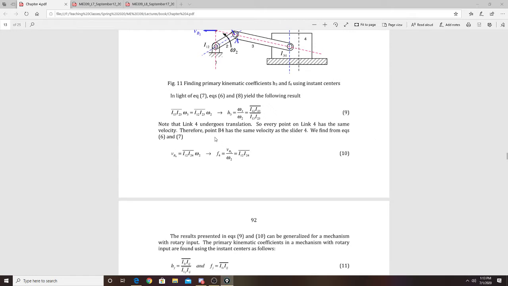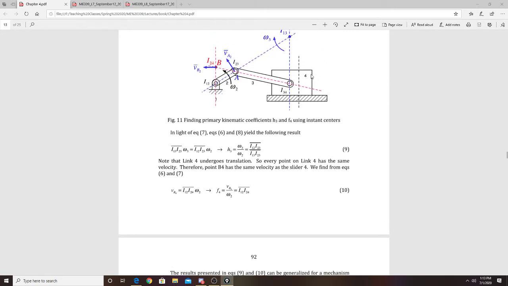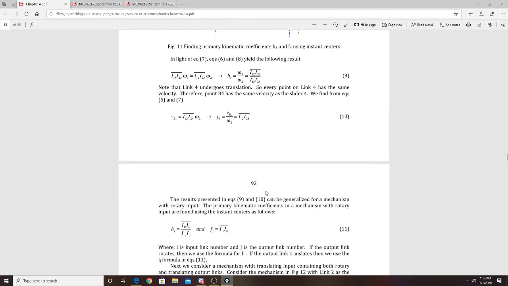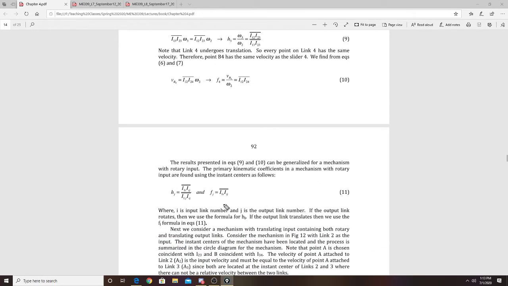Alright, and then it says, note that link 4 undergoes translation, which is this link, the block. So that member is going to be a different one. This one's going to be an F. So every point on link 4 has the same velocity. Therefore, point B4 has the same velocity as the slider 4. We find from equations 6 and 7, VB4 is equal to I12 I24 omega 2. But then, as we maneuver this around, you get F4 is equal to VB4 over omega 2, which is equal to I12 I24. And so right here, these are your equations that I was just talking about.